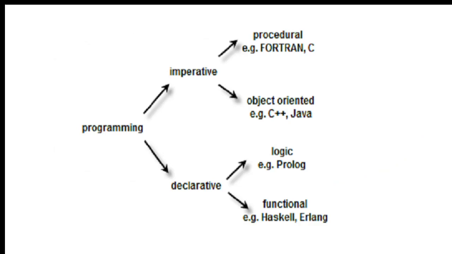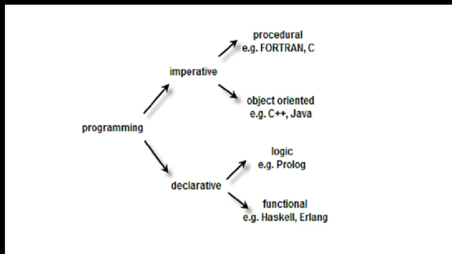First of all, you have to understand this structure diagram because programming is divided into two categories: imperative language and declarative language. Procedure oriented programming language and object oriented programming language lie in the category of imperative language. And in the declarative language, we have Prolog, which is a logic programming language, and Haskell and Erlang, which are functional languages. But procedure and object oriented programming languages are imperative, not declarative.